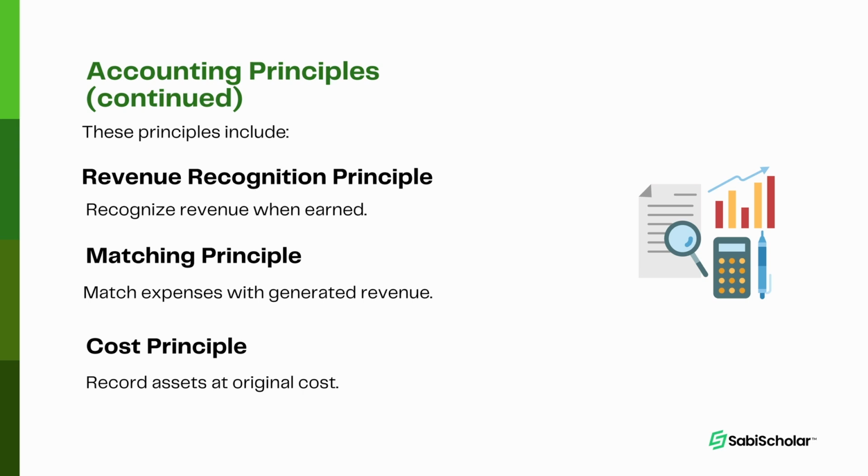Number three, cost principle. Assets should be recorded at their original cost and not their current market value. Remember, you bought, let's say, a plant for 50,000 naira in 2014. And now you know definitely the cost of that plant is going to be way higher. You are going to carry the cost of that plant at 50,000 naira, the original cost. That is what the cost principle is all about.